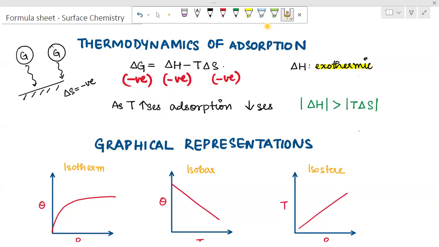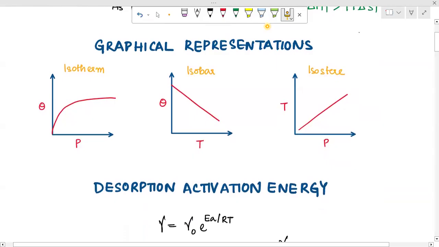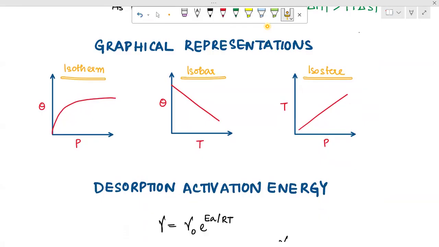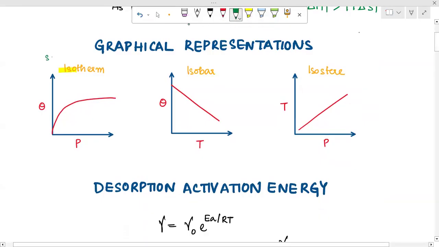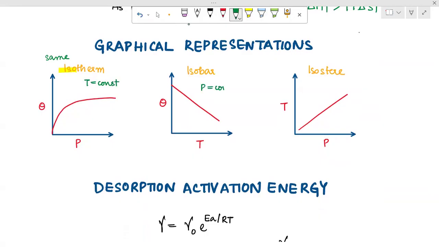Now, based on this, there are a few graphical representations: isotherm, isobar, and isostere. Iso meaning same. So isotherm means temperature is constant. In the next case, pressure is constant. And in the third case, theta is constant. What is theta? Theta is the extent of adsorption.